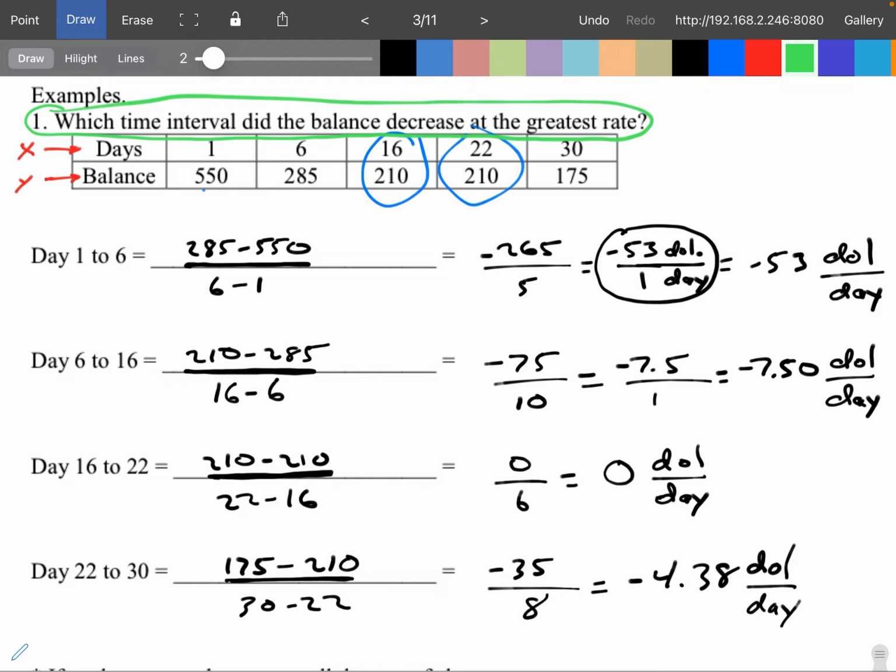All right, then we had a question up here at the top, by the way. Let me see if I can get all these to stay on the screen. The question says, over which time interval did the balance decrease at the greatest rate? So what would it be? Yeah, day 1 to day 6. You guys see that? So the answer to the question is actually this one right here. Because from day 1 to day 6, the balance in your account was decreasing at a rate of $53 per day. So that's the answer to the question.